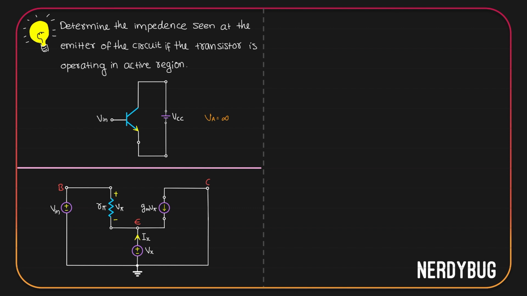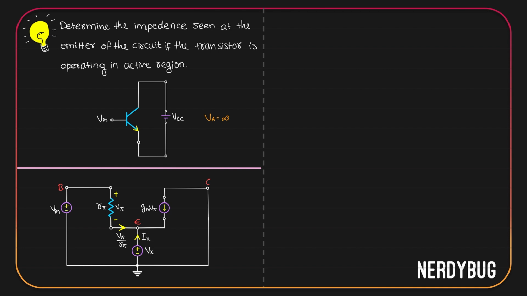One more thing before we do the analysis. We have a resistor R pi over here. It has a potential V pi across it. So the current that flows through it will be V pi by R pi. Also positive potential is here, negative potential is here. So this current is going to flow in this direction. Let us show it. A current V pi by R pi flows in this direction.